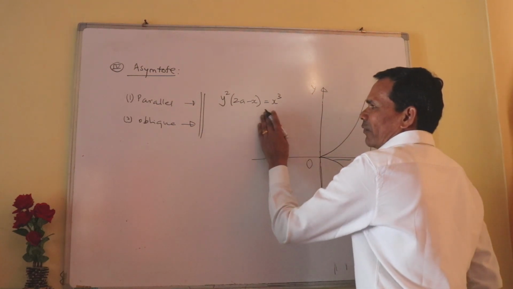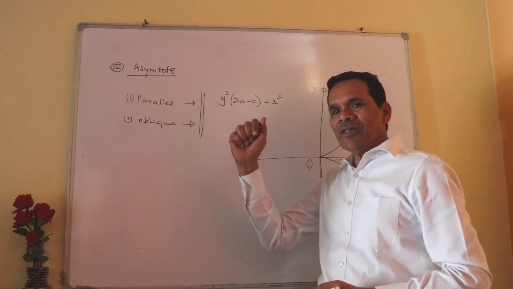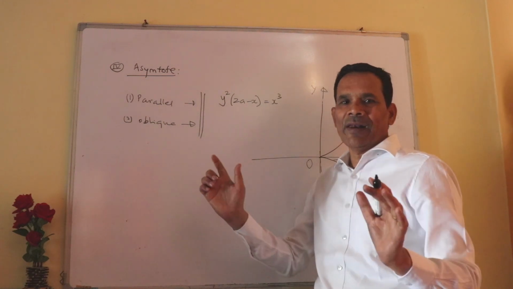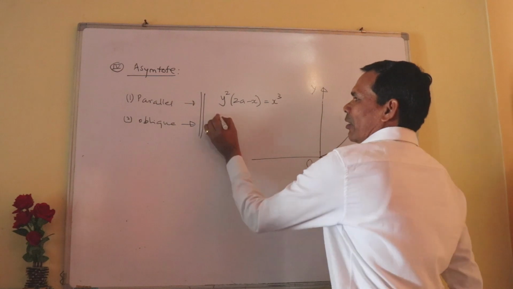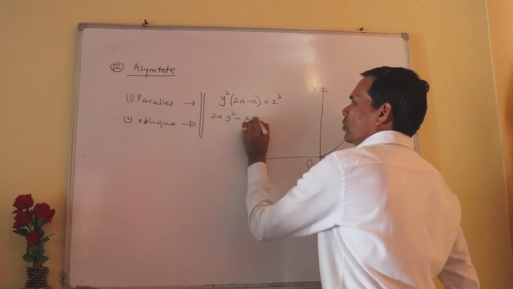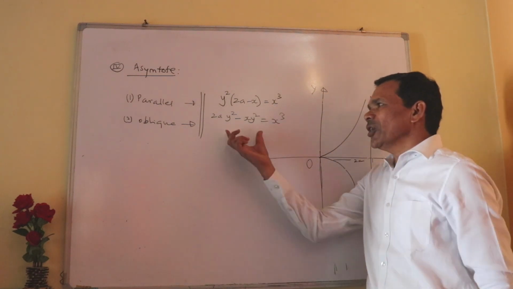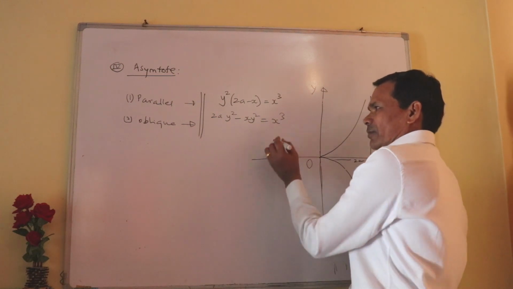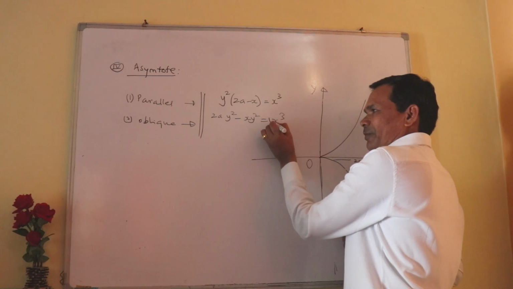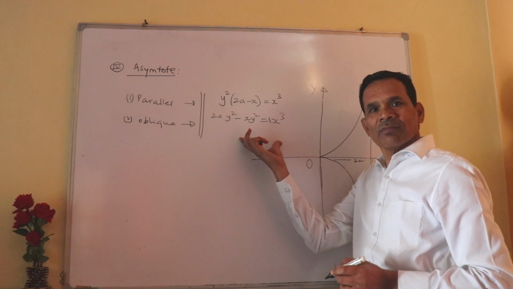Now I would like to find whether there is a parallel asymptote or not. If those coefficients are constant, then there is no parallel asymptote to the x or y axis. Now if I write this as y square into (2a minus x) equals x cube, the coefficient of the highest degree term in x is 1, which is constant, so no asymptote parallel to the x axis.